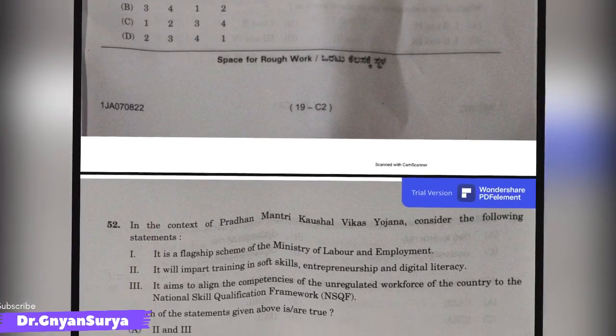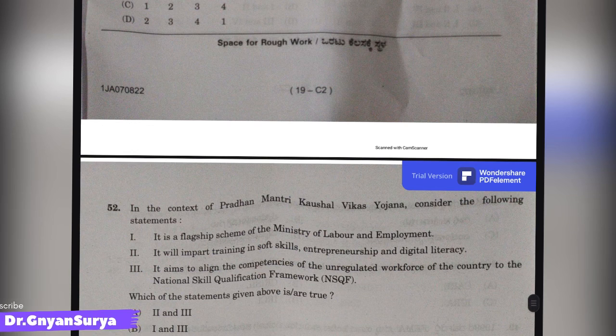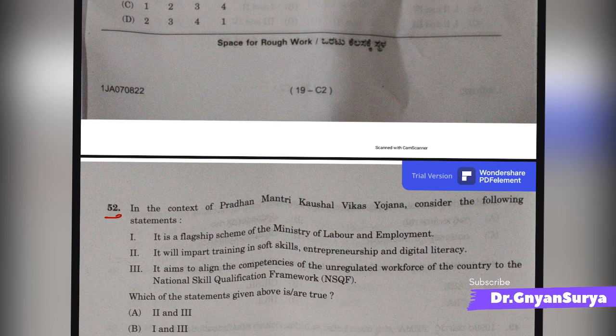In this part, general awareness and aptitude, we have a total of 40 questions. So far we have solved 31 questions. The remaining 9 questions we are going to see in a quick session. For the 52nd question, you read the concept and I am going to give the answer, that is A.